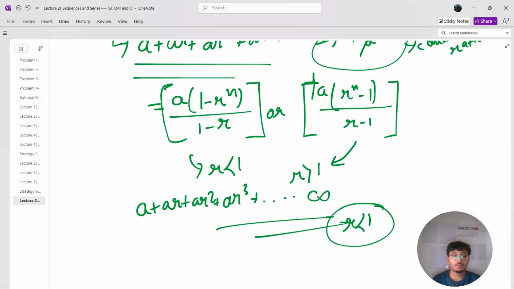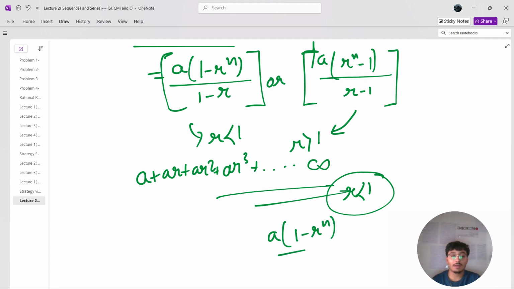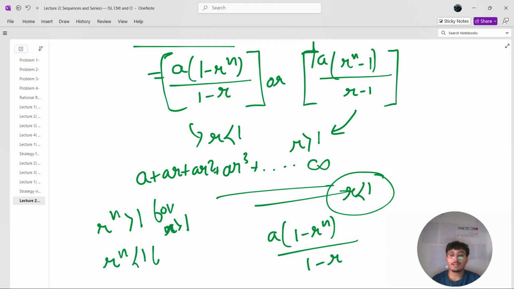So when my r is less than 1, I need my summation. My summation formula is basically a into 1 minus r to the power n by 1 minus r. My n is infinity. Now what we know is r to the power n is greater than 1 for r greater than 1, and r to the power n is less than 1 for r less than 1. So here my r is less than 1.